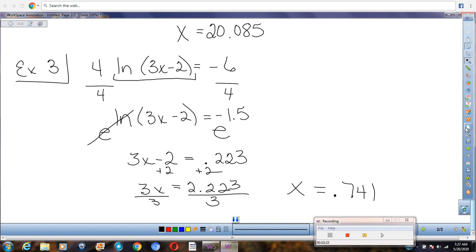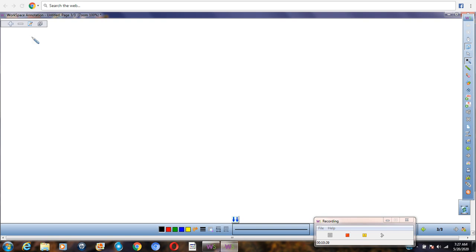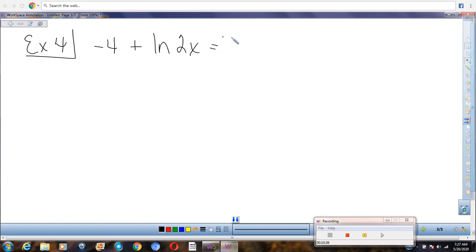All right, let's try example number 4. Let's say I have negative 4 plus the natural log of 2x equals 3. Again, we need to get the natural log of 2x all by itself. So we are going to move this negative 4 to the other side. So I'm going to add 4, which leaves me with the natural log of 2x equals 7.